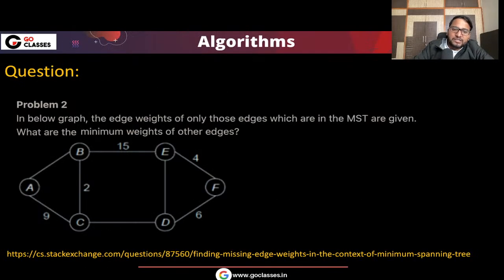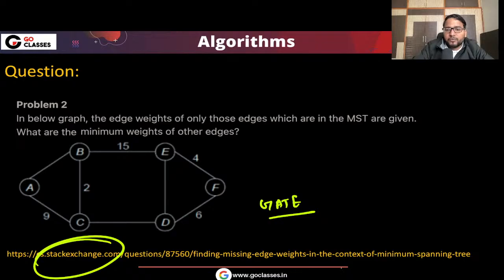Now let's just see the next question. The next question again I have taken from Stack Exchange. What they are saying, in the below graph, the edge weights of only those edges which are in MST are given. I think this was the GATE problem only, right? Someone has also asked on the Stack Exchange. So we have already solved this question, right?